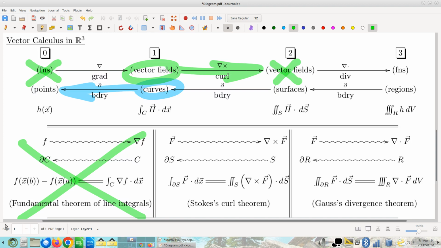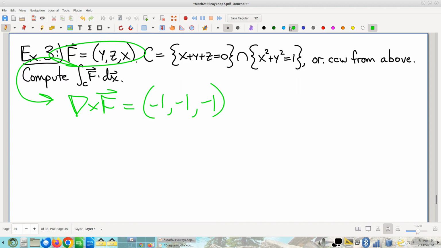Okay, looking at the boundary points now. Let's see here. So, okay, now this is a little bit weird. This curve is given to us as an intersection of two other curves, and then a vague statement about the orientation. We'll cross that bridge if and when we get to it. But let's draw a picture of our curve here.